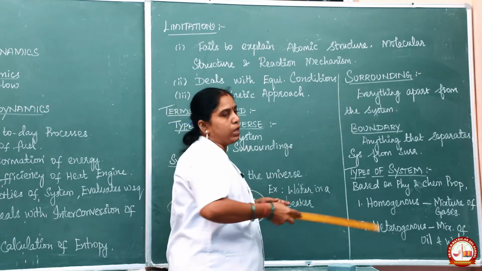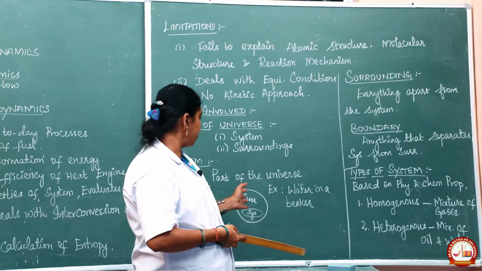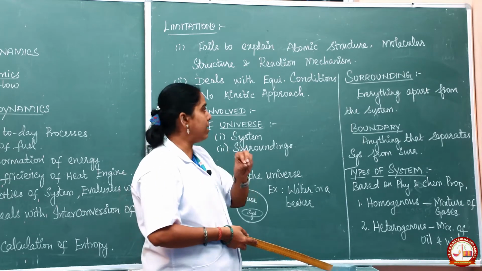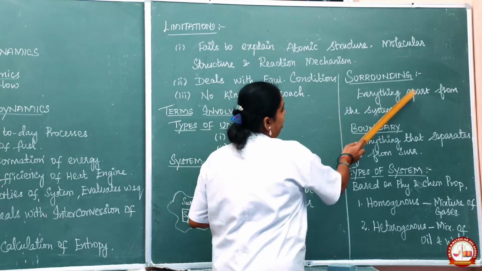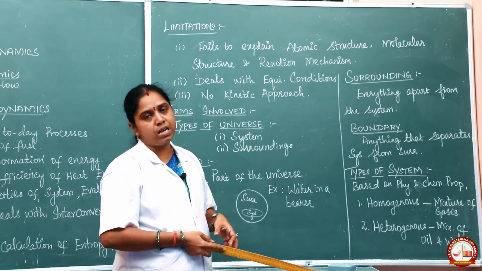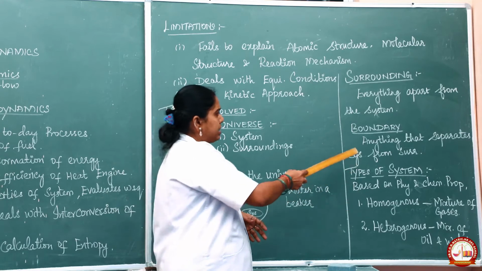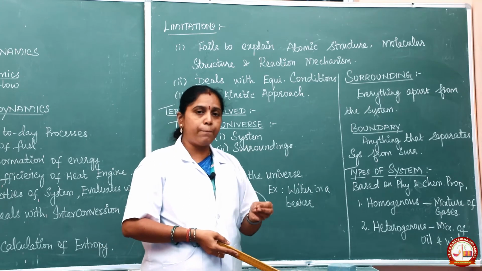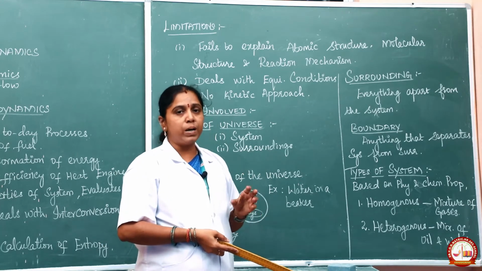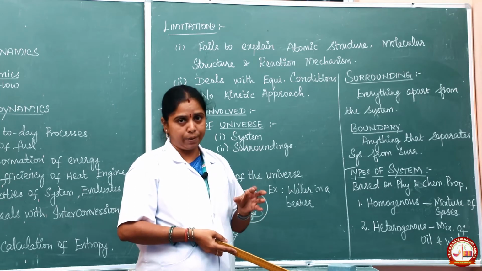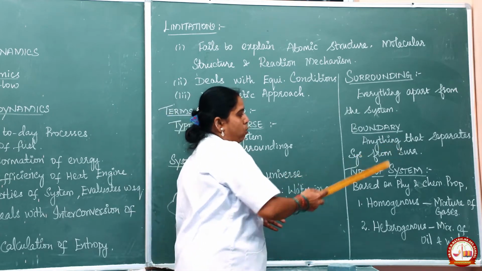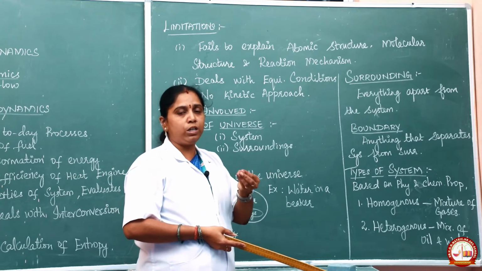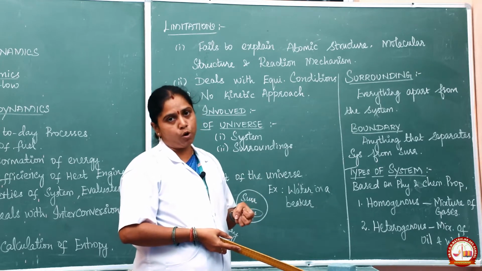Now the second one, surroundings. As we have seen, the small part we are considering is said to be a system, and everything apart from the system is termed surroundings. The next term is boundary, which is very important. This boundary can be a real part or an imaginary part, but anyhow it separates the system from the surroundings. So these are the three terms: system, surroundings, boundary, which we should know before entering into thermodynamics.